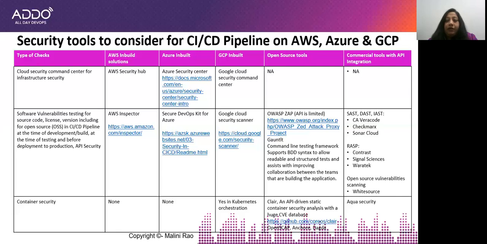Then we are coming to container security. AWS has nothing inbuilt. Azure also does not have it yet. I did check with the team during one of the Azure conferences, and they said they're still in the pipeline. And then on GCP, they have it in the form of Kubernetes orchestration, which offers container security. Coming to open source, there is a very good tool called Clair, which is an API-driven static container security analysis with a huge CVE database, and I have provided the link there. Then there is OpenSCAP, then Anchore and Dagda, which are some of the container security analysis tools. Then in commercial, Aqua Security, which is available in AWS Marketplace and Azure Marketplace, so you can integrate and use it in Azure and AWS environments because there's nothing inbuilt.